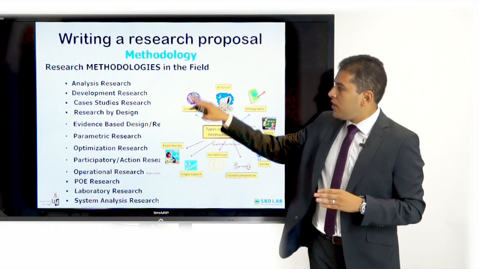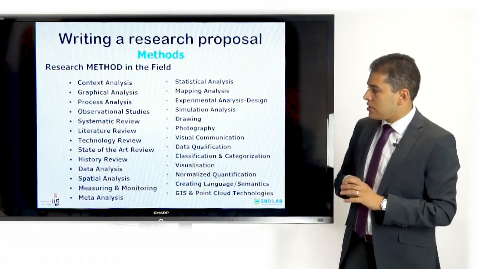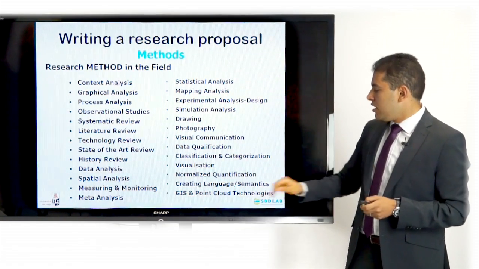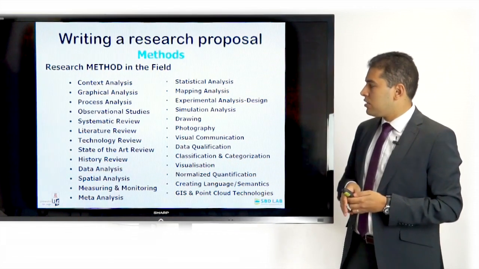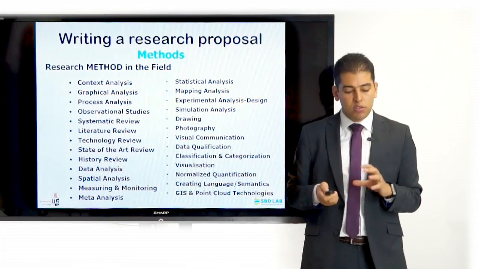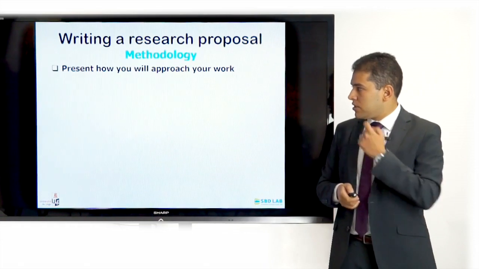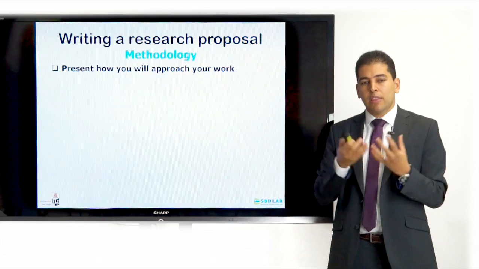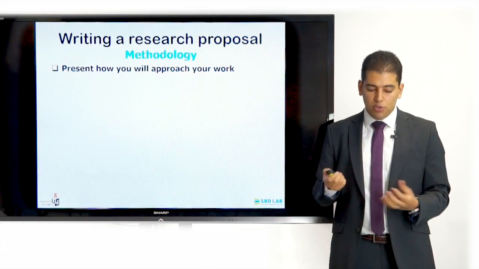But once you define your methodology, you have to pick a collection of methods. A systematic review is a method. Data analysis is a method. GIS or simulation, visualizing, classification and categorization, these are all methods. So your research proposal should address these methods, and your methodology in general should describe how you are going to approach your work.